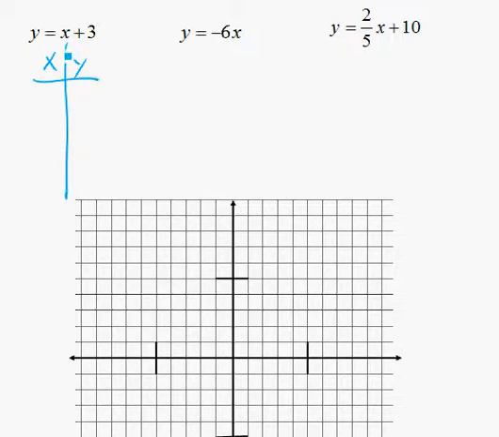So, for instance, if y equals x plus 3, when x is 0, y would be 3. When x is 1, y would be 1 plus 3 or 4. When x is 2, y would be 2 plus 3 or 5. If x is negative 1, then y equals negative 1 plus 3, which is 2. We can see that as the y's go up by 1, the x's go up by 1 as well.